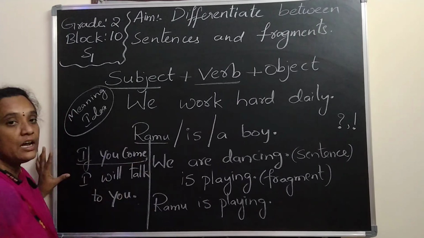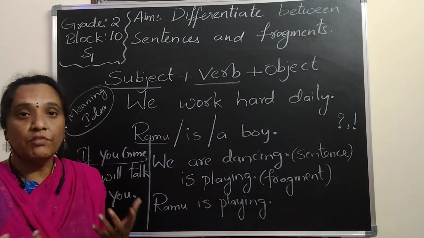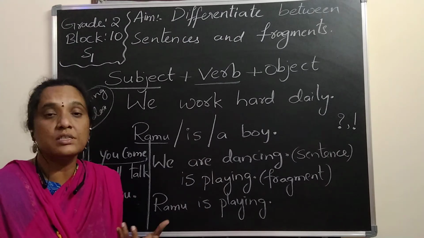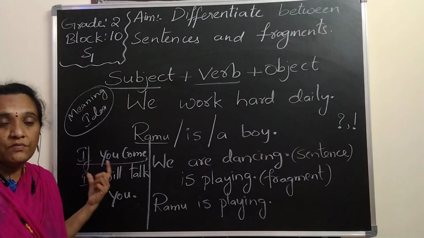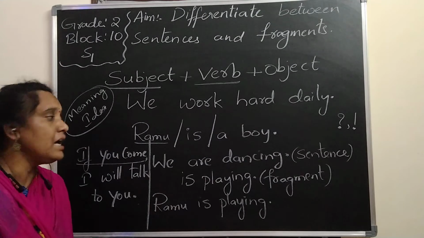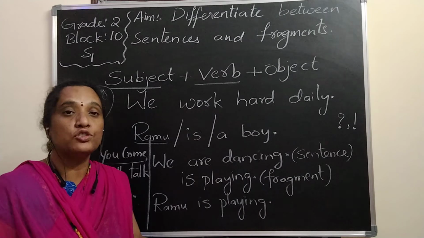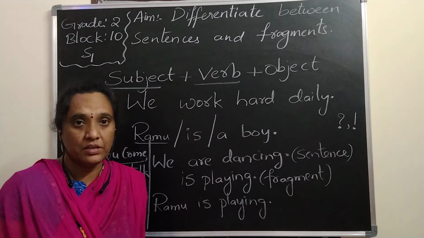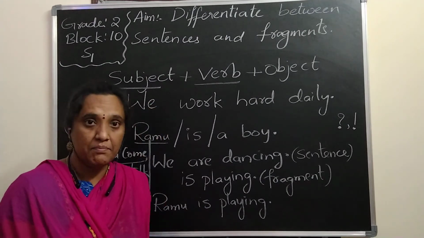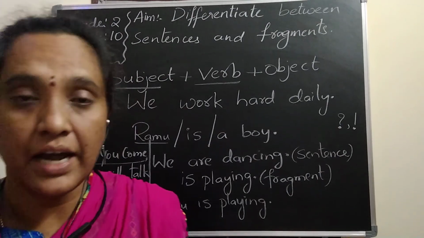So if you come, it doesn't have any idea. What are you going to do if you come? Such words which don't give any meaning are not sentences but simply fragments. In this way, you are supposed to identify the sentences. You want to try to complete a sentence by using some words. But if you use some words, you want to use a subject, a verb, and it must be meaningful. In this way, we can write in our volume page number 10.